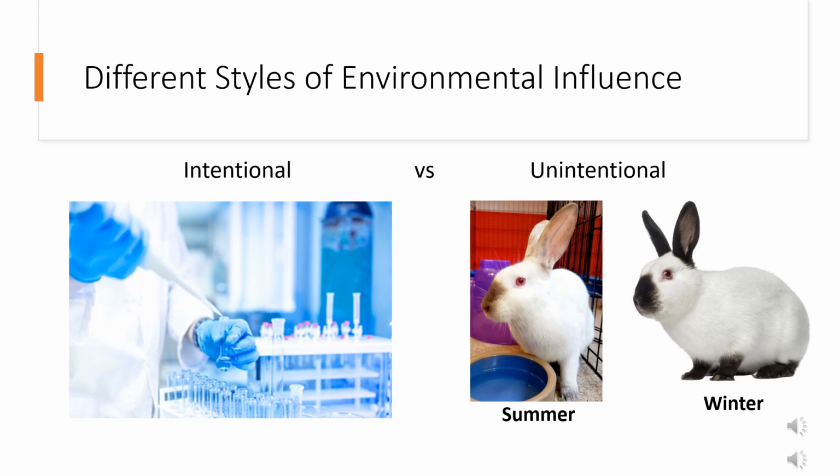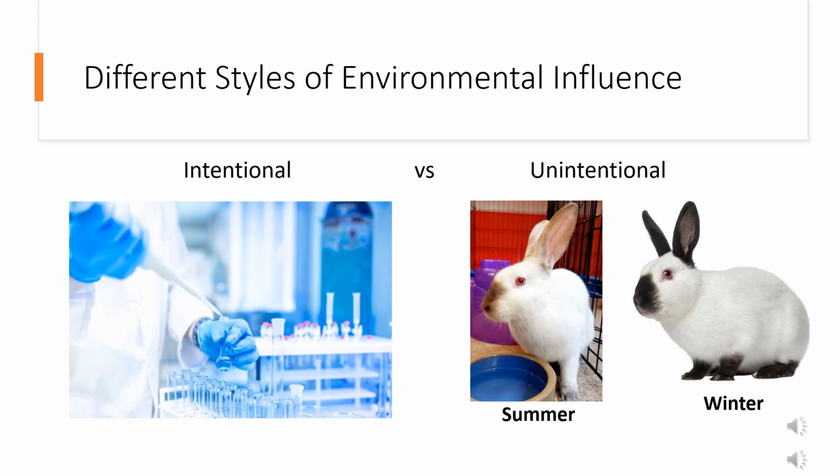Unintentional environmental influence is that seen in the wild or in nature that naturally occurs. An example of this, as seen on the slides, is the Himalayan white rabbit. The Himalayan white rabbit in the wintertime has black fur on its feet, its ears, its nose, and its tail. These are important extremities that usually need to retain a lot of heat, and so in the wintertime, black pigment kind of develops on those extremities.